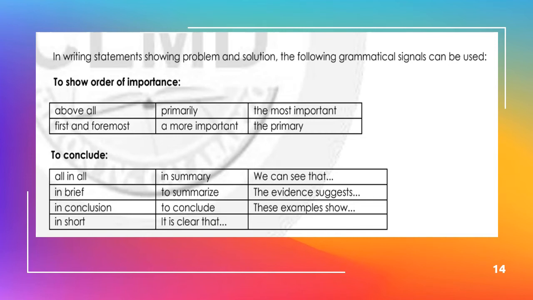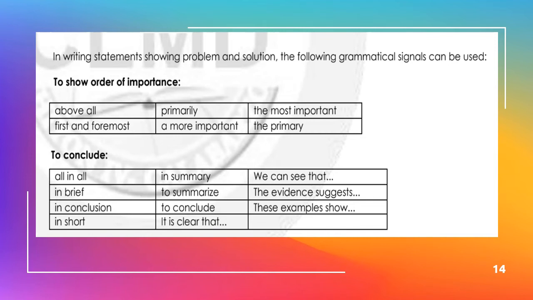So as you have noticed, we can also use these grammatical signals for general to particular. Okay? In short, there are grammatical signals that we can use in different patterns. So the signals that show order of importance can be used in general to particular and problem and solution.